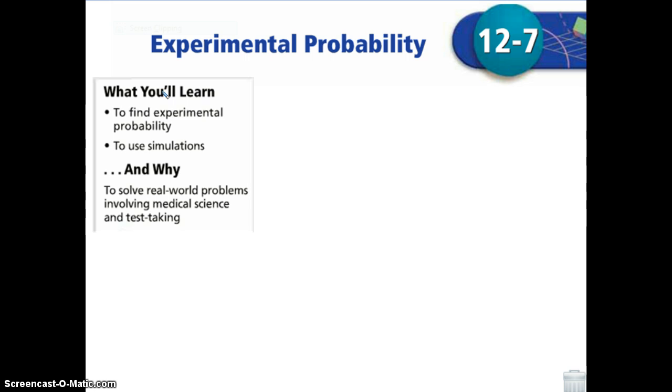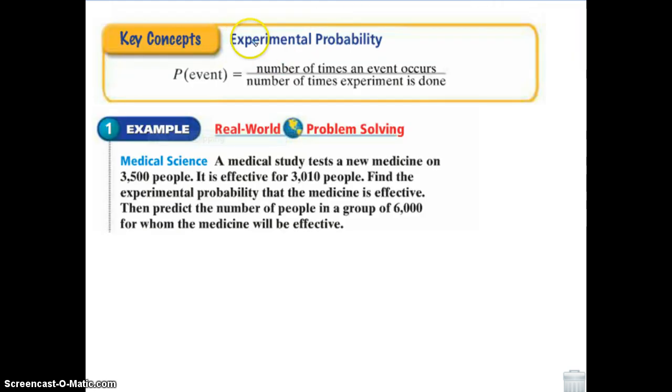Now, in an experiment, if I flipped a coin 10 times, would I necessarily get tails 5 times? No. So basically, experimental probability is the number of times an event occurs in an experiment over the number of times the experiment is done. So let's look at an example here.